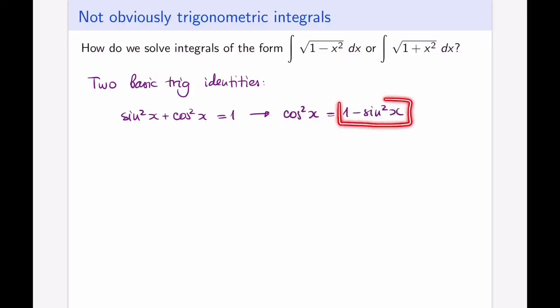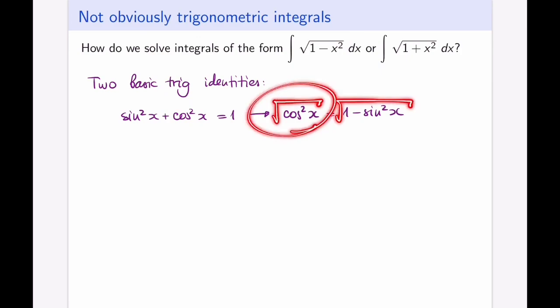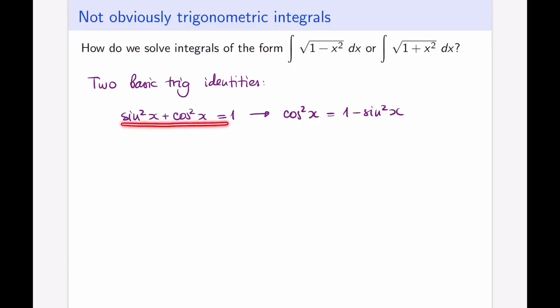And this is kind of like the form of what we have under the square root here. The square root will in fact make it even simpler, because if I square root both sides here, I notice that on the left-hand side, I can cancel out the square root and the square to produce cosine alone. So the even powers here really help us to simplify the square root. My second basic trigonometric identity can be derived from the first one by simply dividing everything by cosine squared x.